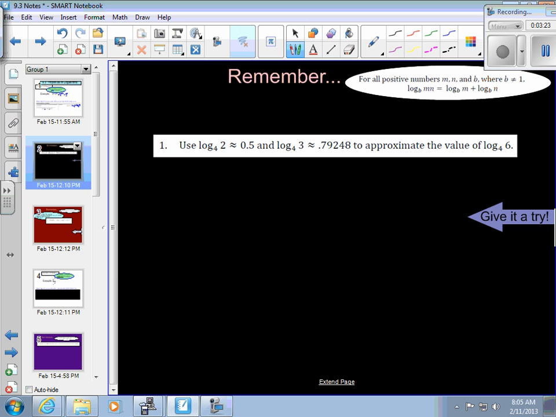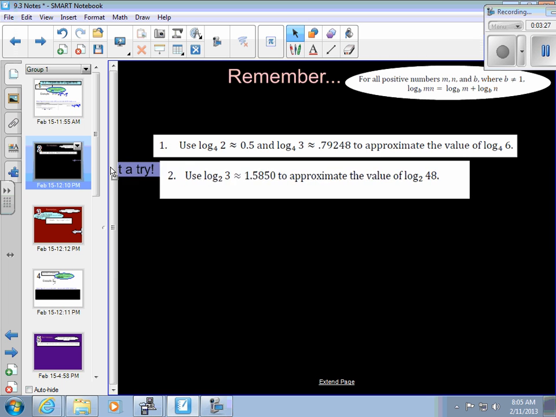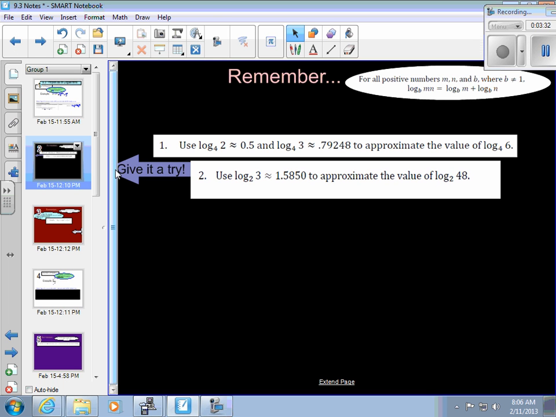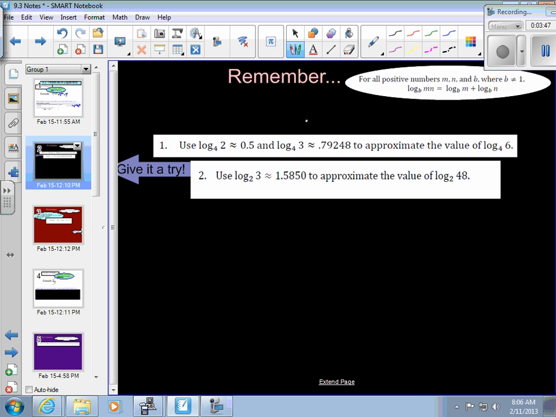On the second example, they also want us to use log properties. Number 2 says, use the fact that log base 2 of 3 is equal to about 1.58 to approximate the value of log base 2 of 48. We're going to try and use these log properties. This one's a little bit different because they only gave us one approximation, log base 2 of 3 equals that.